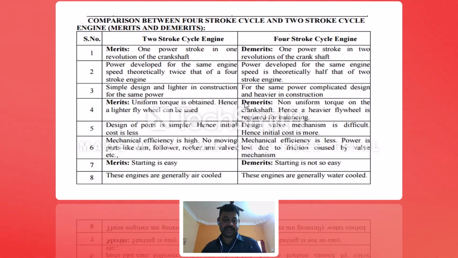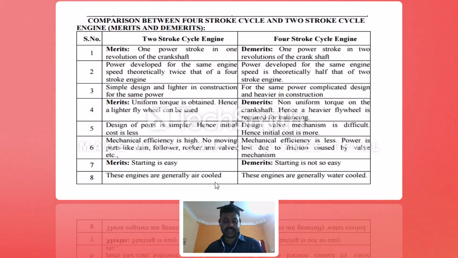Just comparing: simple design and lighter in construction for the same power, while the other has a complicated design and is heavier in construction. Merit: uniform torque is obtained. Here, non-uniform torque is obtained. And merit: starting is easy. Here, starting is not easy.